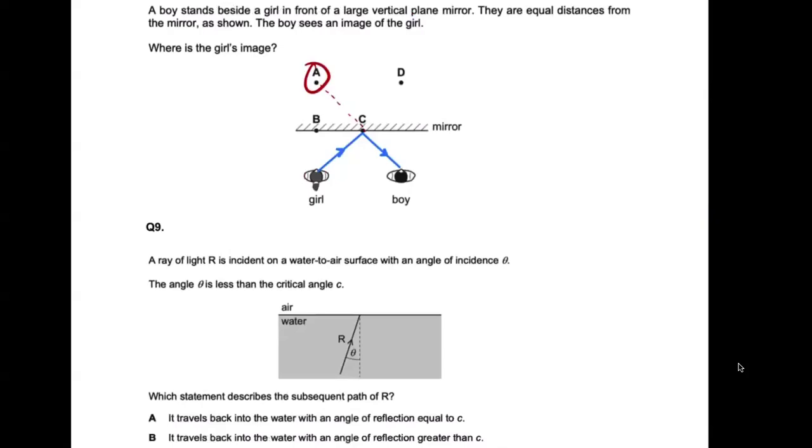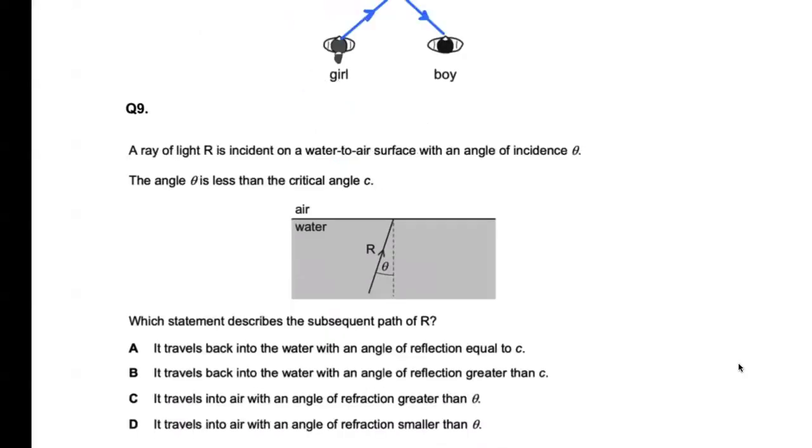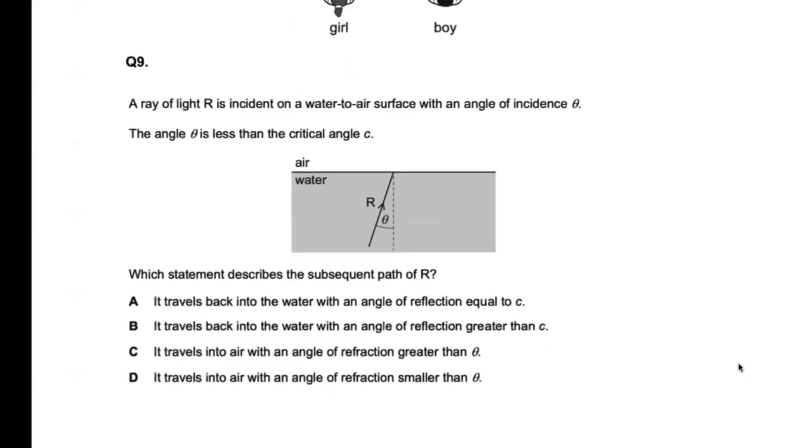A ray of light R is incident on a water to air surface with an angle of incidence theta. The angle theta is less than the critical angle C. So the angle must be more than the critical angle for total internal reflection. So I know for a fact it is not going to be totally internally reflected, right? So I know that some of it is going to be refracted and some of it is going to be reflected, but normally the reflected part is not really part of your syllabus. So let's see how it's going to be.